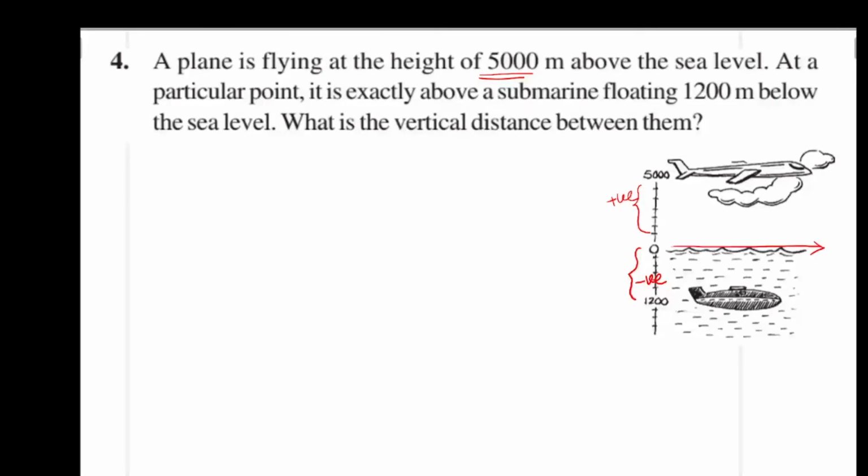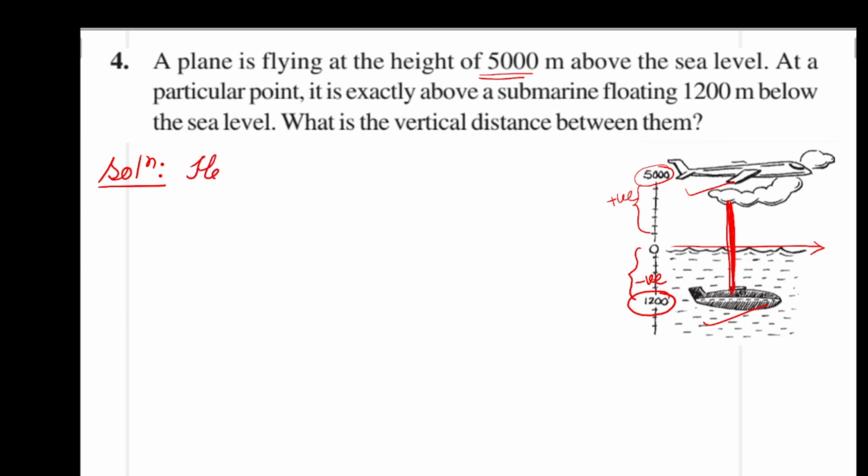Now, see what is given? At a particular point, both the aeroplane and the submarine both are on the same point. Okay, same point. Now, you have to find out the distance between the aeroplane and the submarine. Okay. Now, how to write? Solution.